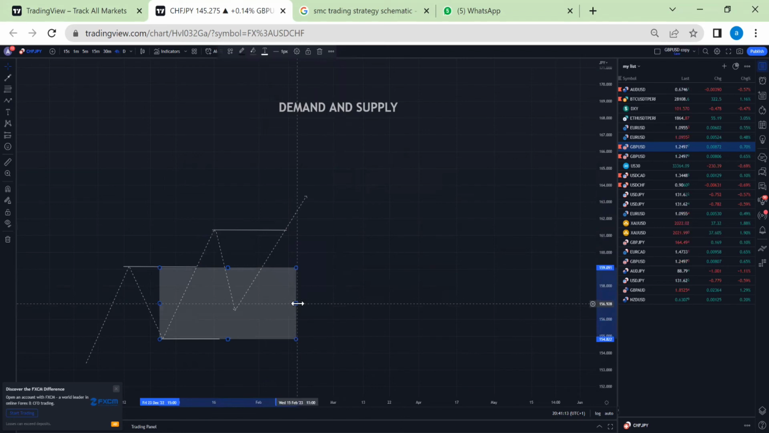I want to double it. What are you doing? Sorry, it's my mouse. Sometimes that mouse just does what it likes.